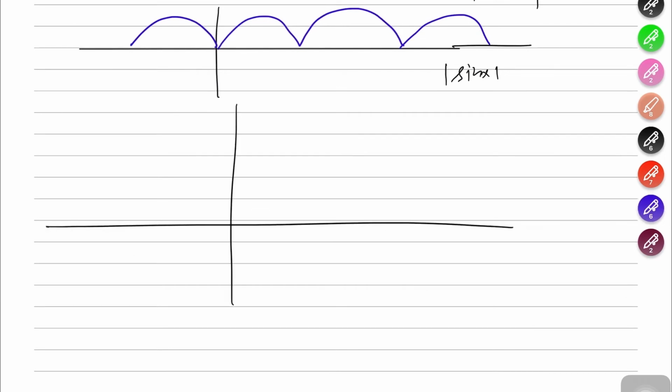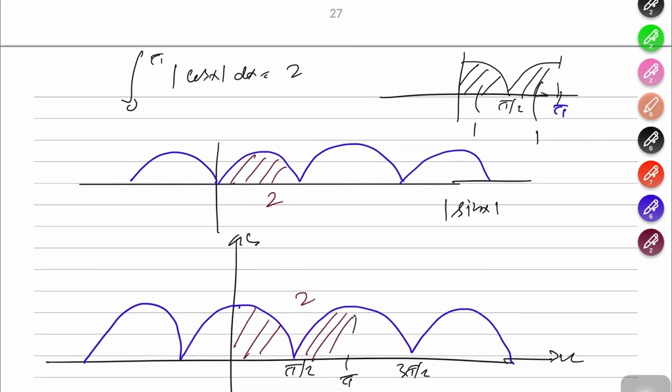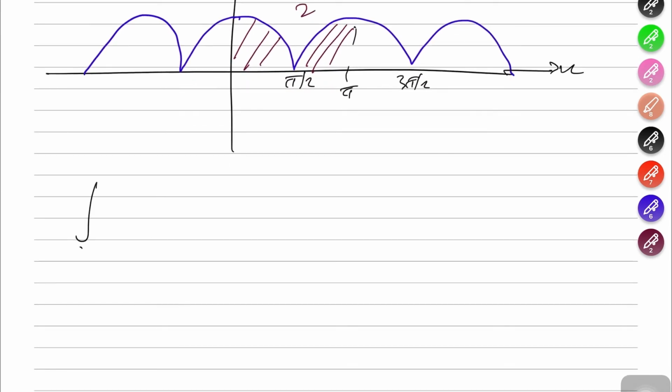Similarly, the mod of cos x will be something like this. They are periodic functions, x and y. So this is pi by 2, this is pi, this is 3 pi by 2. So the period is pi. So if you want to integrate from 0 to pi, this area is 2. Here also this area is 2. Okay. And the third thing is also, if we want to integrate from 0 to pi mod of sin x plus minus cos x dx, their area is root 2 into 2. Okay, root 2 times 2.